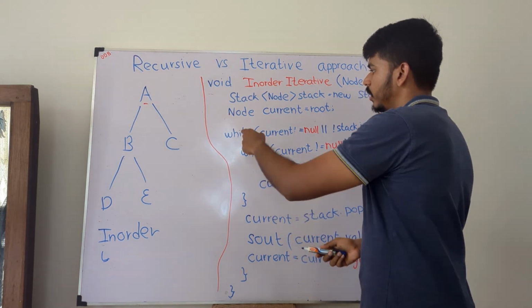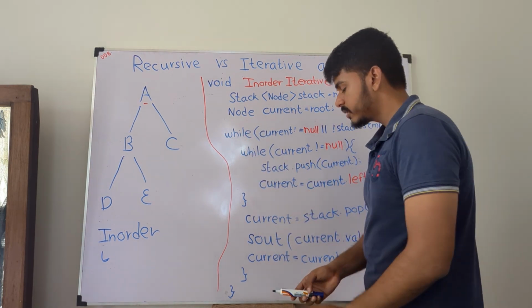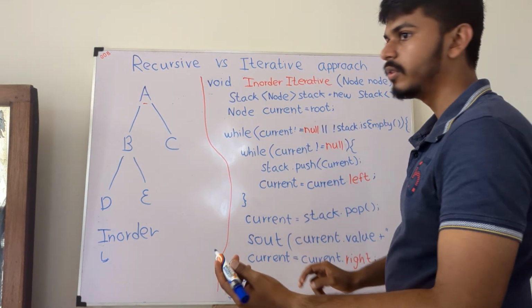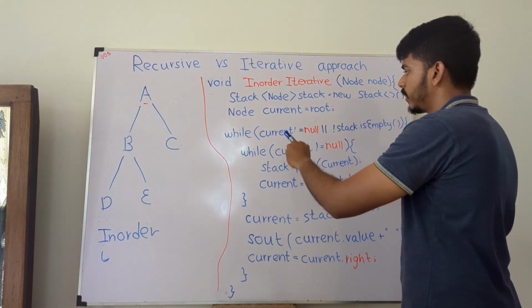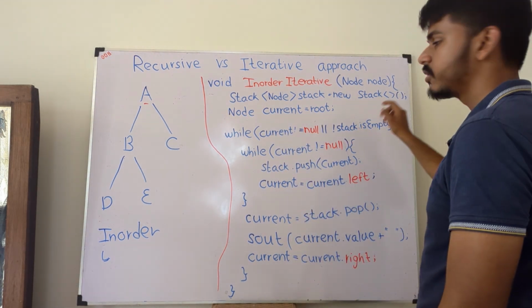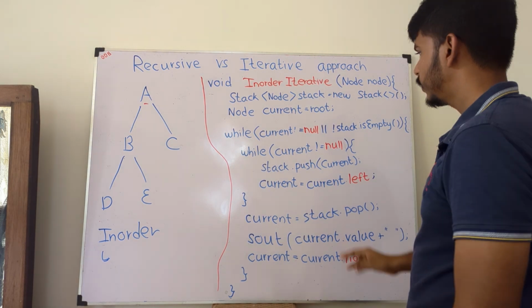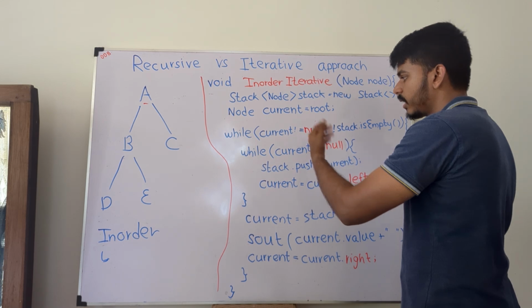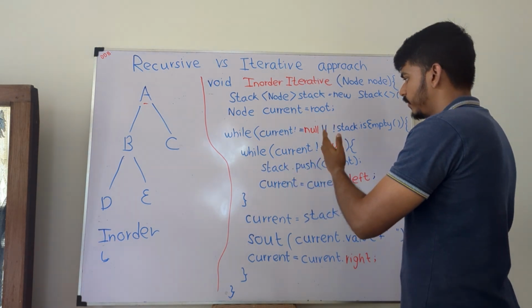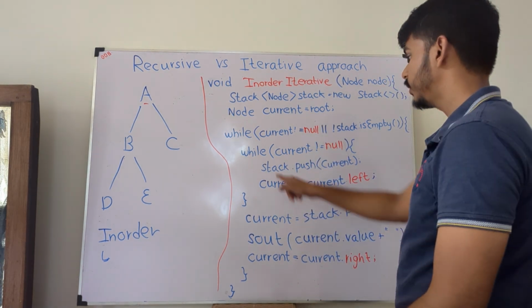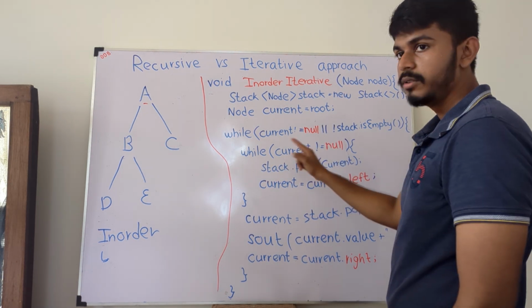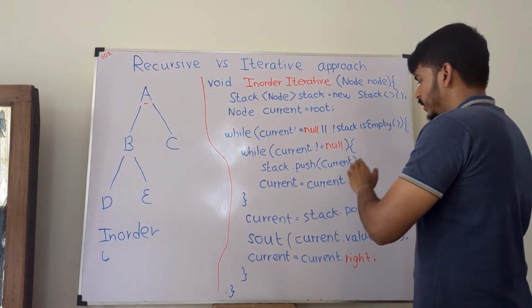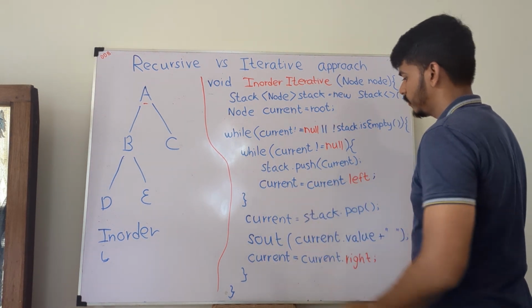Then we are going to go to a while loop. It is going to iterate until both conditions become false, that is, there is no current value and the stack is also empty. If not, we are going to go to the inner loop. That is going to check whether there is a current value. If there is, we are going to push that current value into the stack. Then we are going to use that current value's left child as the new current value.